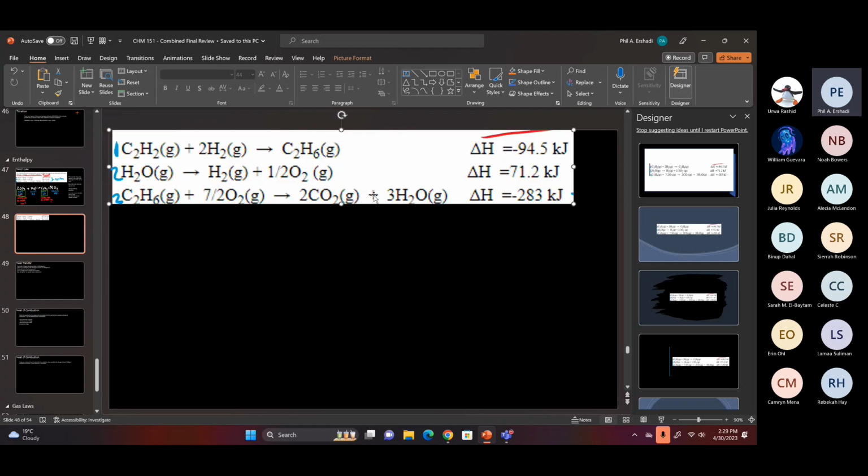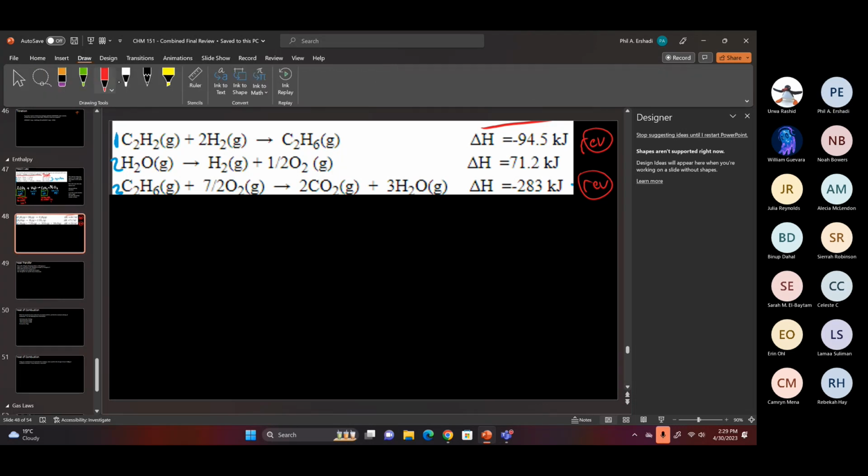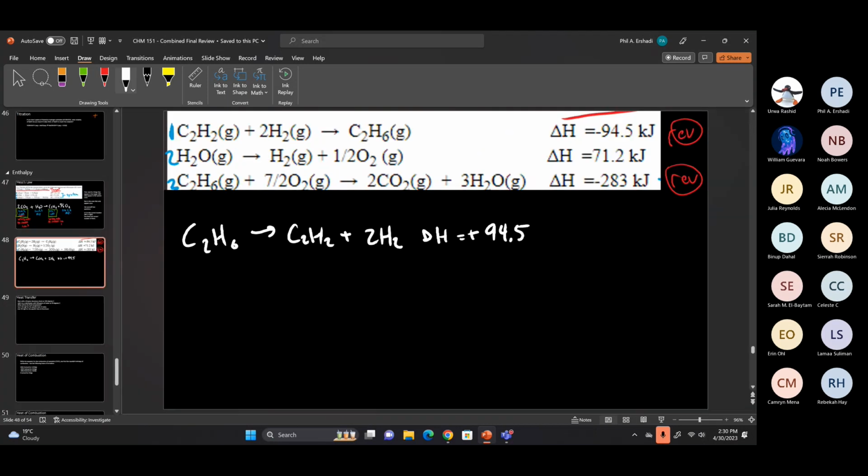Okay, so we've decided to reverse line 1 and line 3. So we rewrite them. We don't know what to do to line 2 yet, but we know we're reversing line 1 and line 3. So line 1 is now C2H6 yields C2H2 plus 2H2. And the delta H is also going to reverse, and it is now positive 94.5. That's my new line 1.